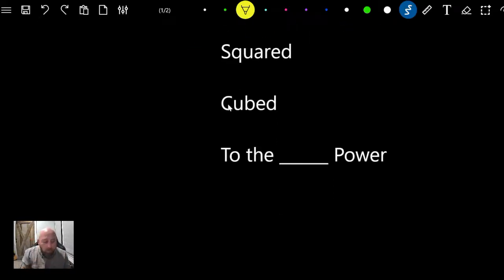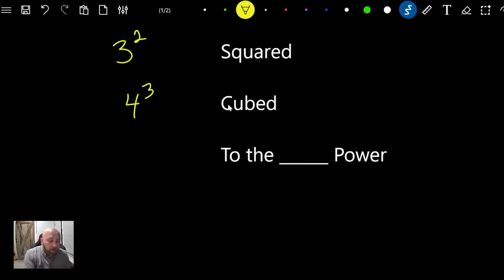I wrote 3 different words: squared, cubed, and to the blank power. These are 3 different ways to write exponents. So let's use one squared. Let's say we're going to use 3 with a little 2 up here. This little 2 right here means squared. So if there's a little 2, you typically say squared. 3 squared is how you would read that. And the next one is cubed. So when you have, for example, 4 with a little 3 up there, you would read that 4 cubed.